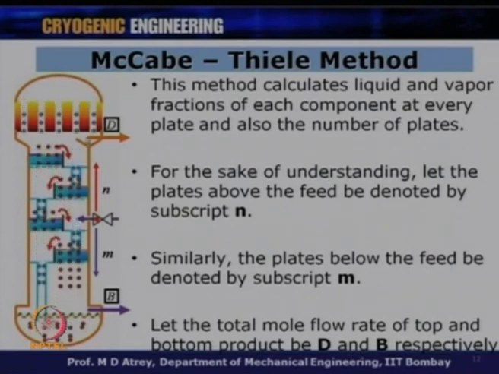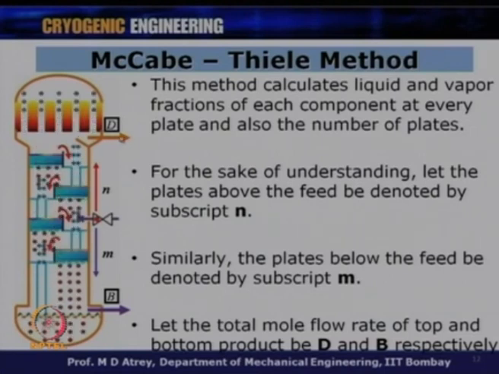So, whatever moles we get at the top, as moles per hour, moles per second, whatever, is the low boiling component, and what you get at the bottom is the high boiling component. Let us say we receive D moles per hour at the top and B moles per hour at the bottom. So, let the total mole flow rates of top and bottom be D and B respectively.